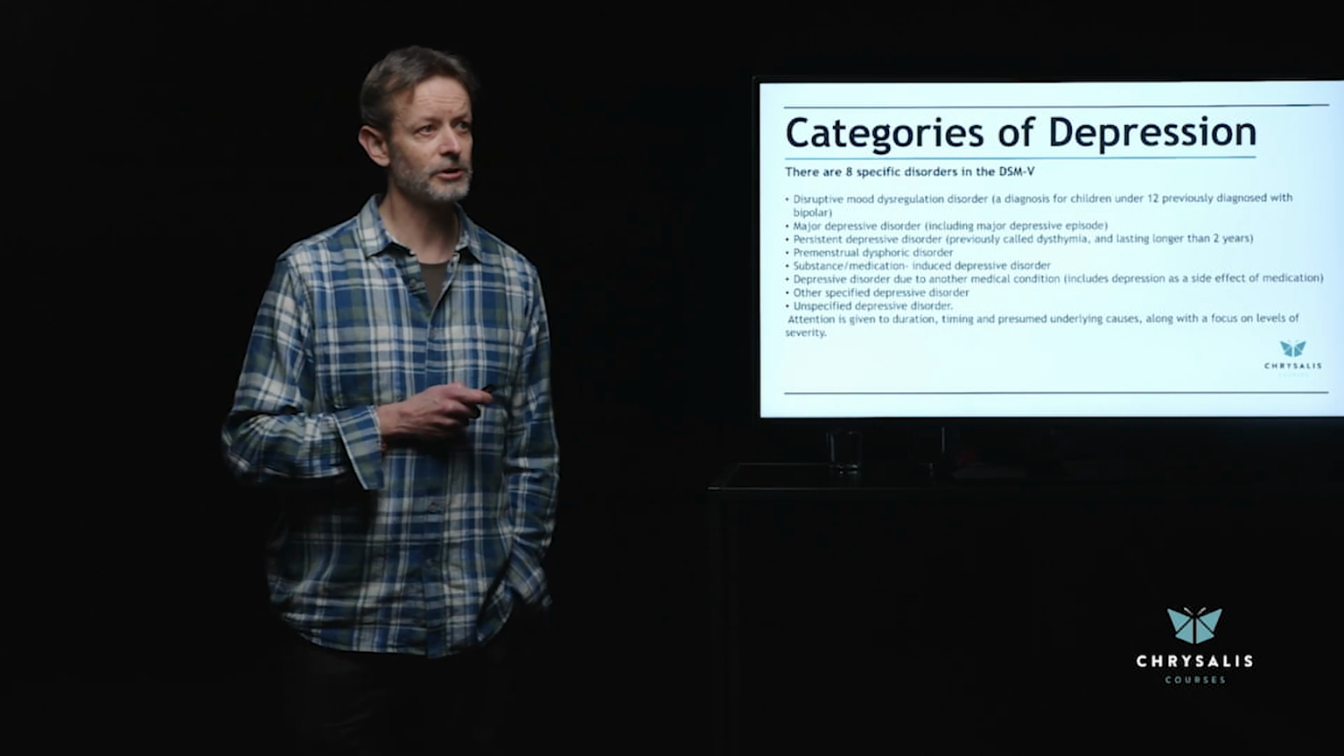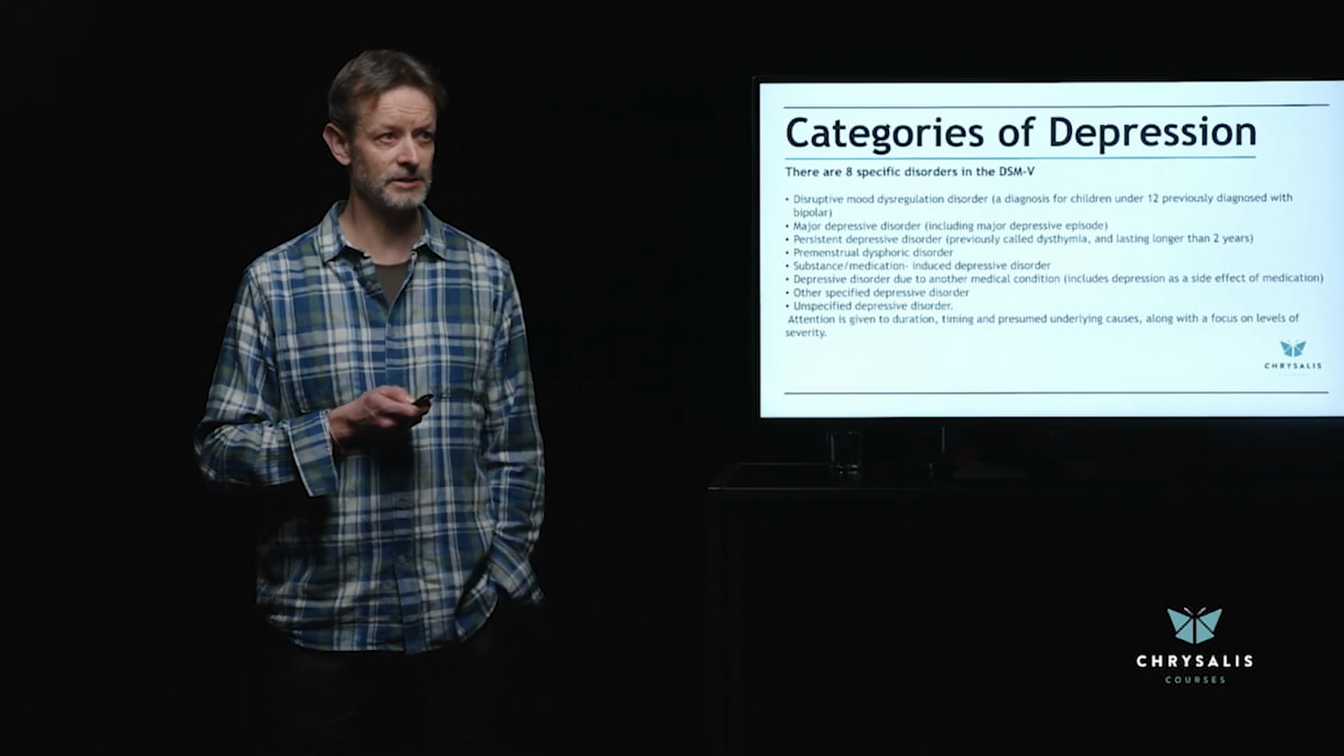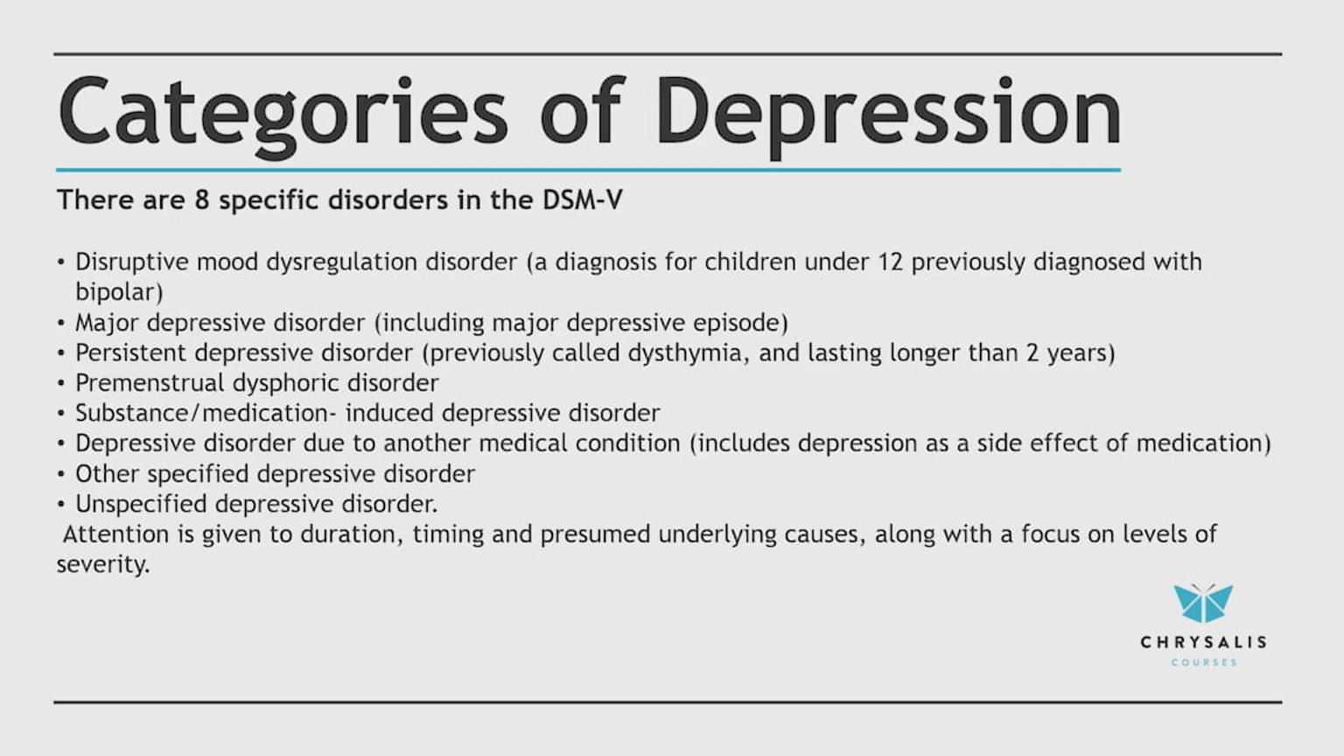There's also a major depressive disorder, including major depressive episodes. The DSM also looks at persistent depressive disorder, which was previously called dysthymia and lasts longer than 2 years. There's premenstrual dysphoric disorder, substance medication-induced depressive disorders. There are also depressive disorders due to another medical condition, which includes depression as a side effect of medication. Other specified depressive disorders can also be diagnosed, and unspecified depressive disorders would consist of anything outside of the specified depressive disorders.